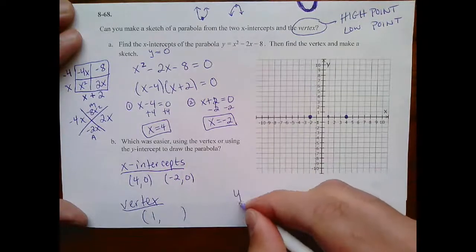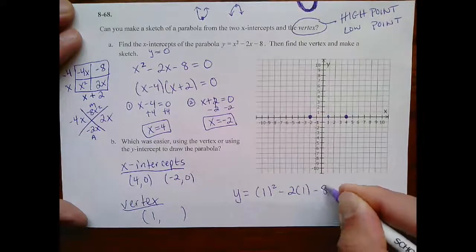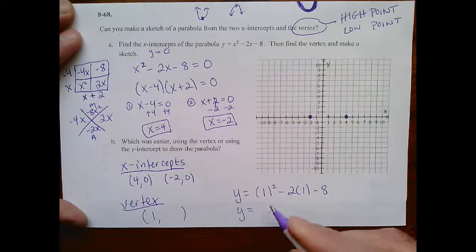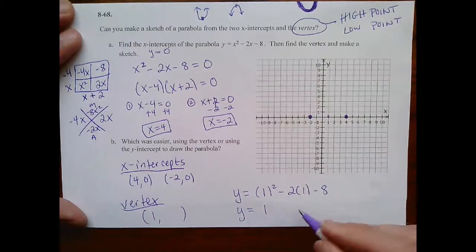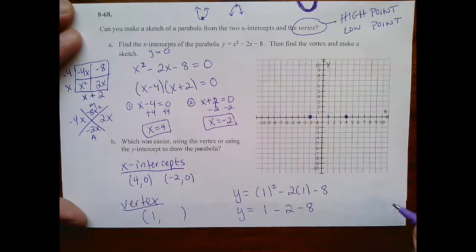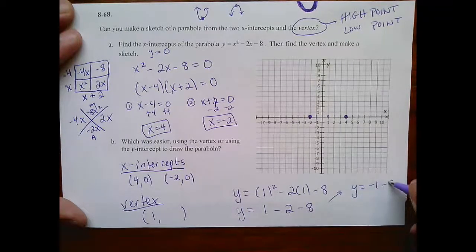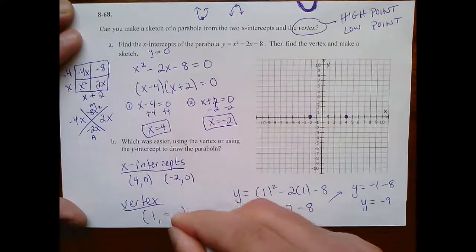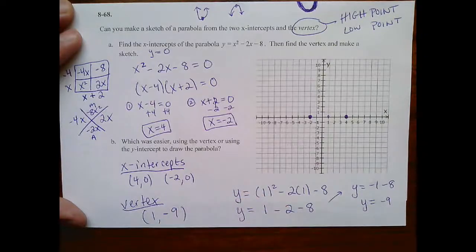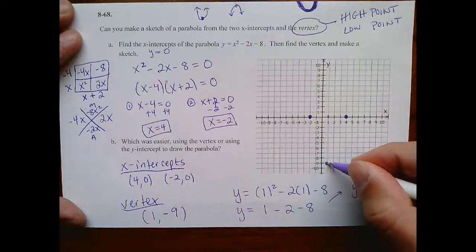So what if I plug it in? Y equals 1 squared minus 2 times 1 minus 8. So let's just do it in order. Y equals, what's 1 squared? It's just 1. What's negative 2 times 1? Negative 2 minus 8. So let's put it all together. 1 minus 2, negative 1, minus 8. This is negative 9. So in this case, the vertex is going to be 1, comma, negative 9. So if I go over 1 and down 9, I think it's going to be right here.